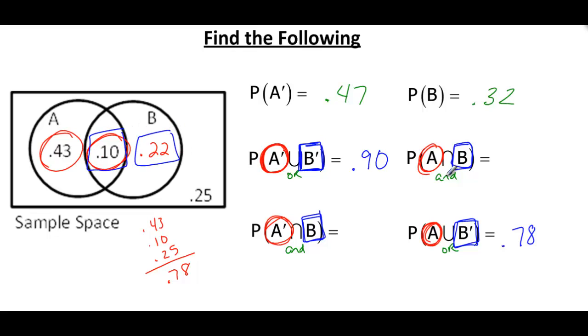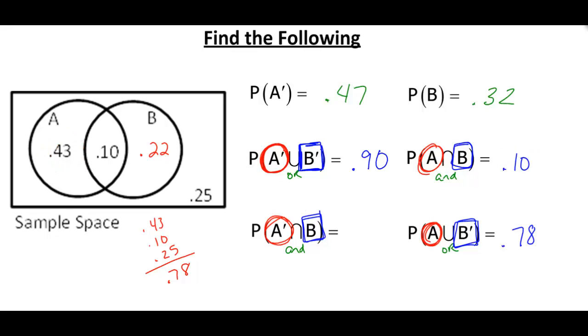But now it's not an OR. It can't have a circle or a square. It has to have a circle and a square to be counted. So I want the intersection of these two things, the intersection of where the red circles are and the blue squares. If I look, the only place where I have a circle and a square is right here at 0.10, and that will be my answer. So 0.10 is my answer.